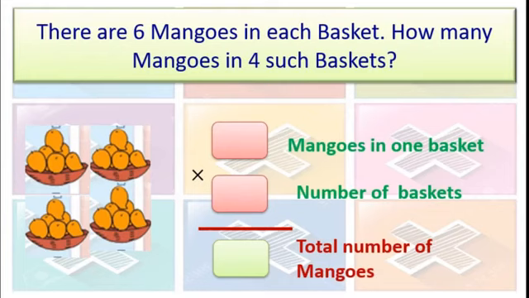Okay, mangoes in one basket, how much? 6. Right? It is given in the sum. And we can see also. And how many baskets are there? 4 baskets are there. So we are going to multiply 6 4s are, that is 24, isn't it? Or 4 6s are 24.